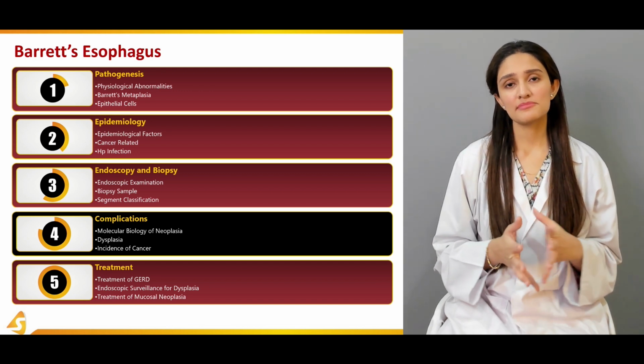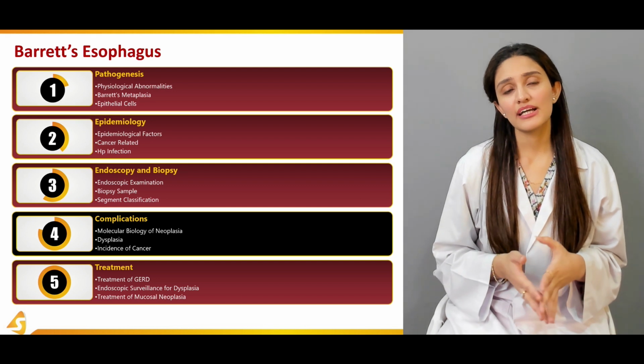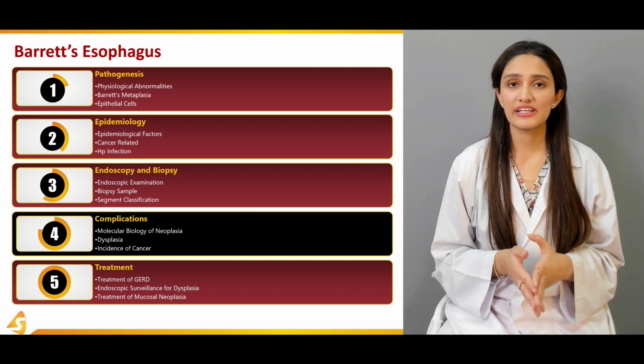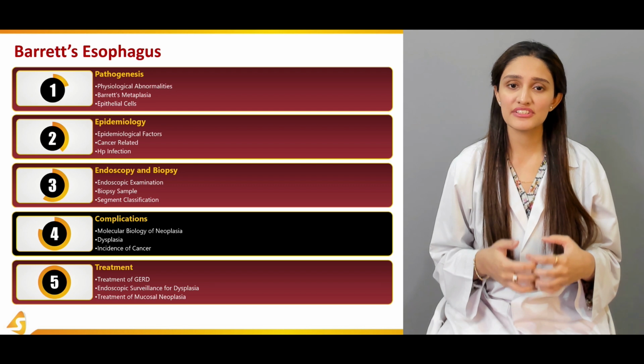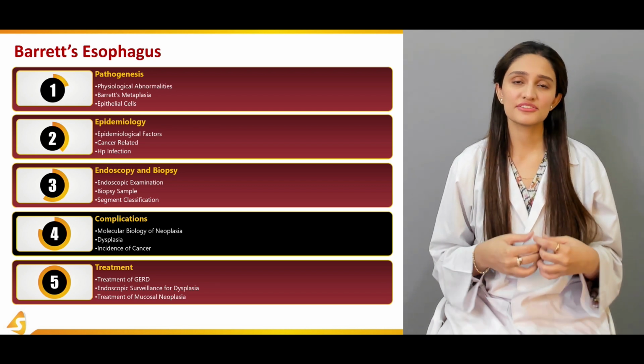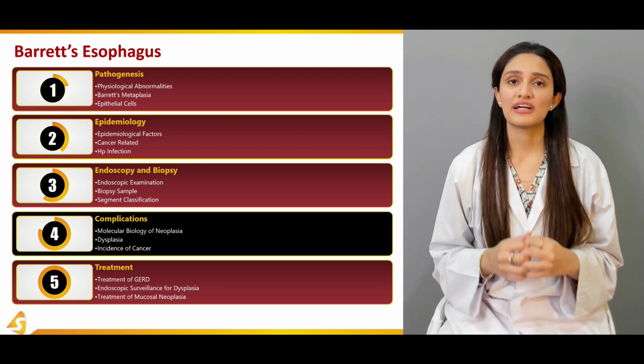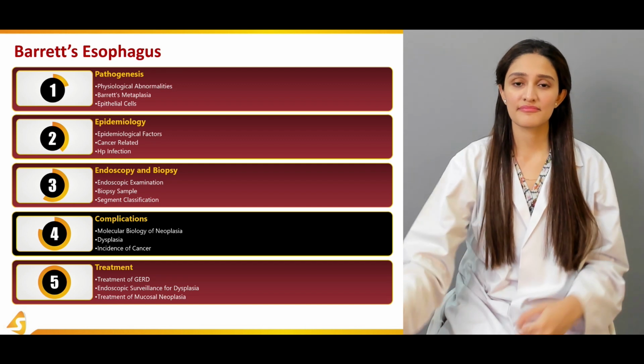And then we'll be studying about dysplasia. There are two different types of dysplasia. One is the low-grade dysplasia and the other is the high-grade dysplasia. And then ultimately, the incidence of cancer among the Barrett's esophagus patients.